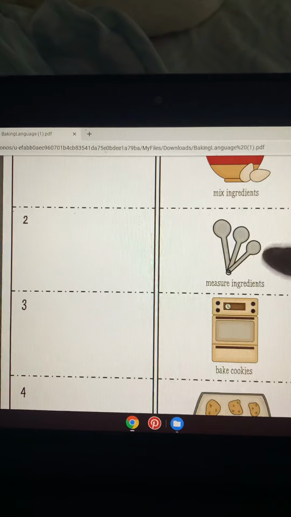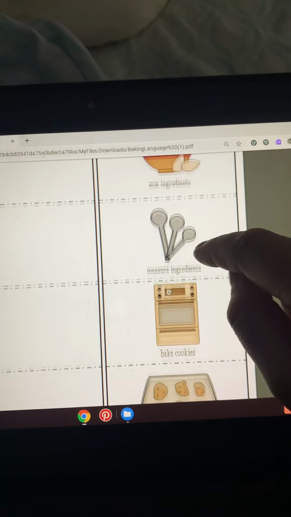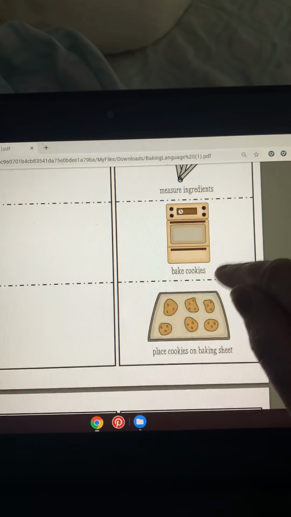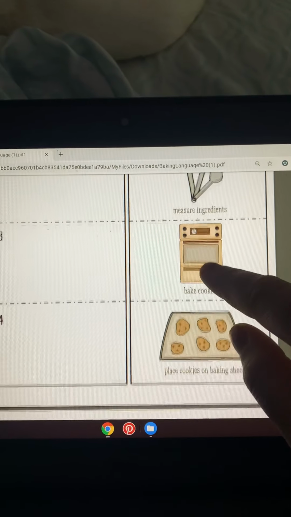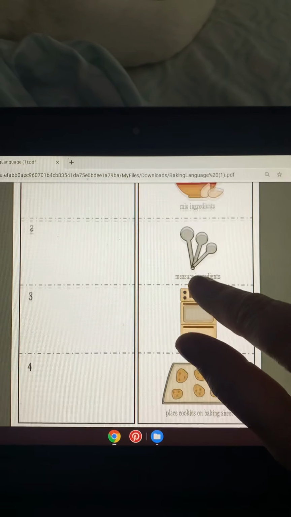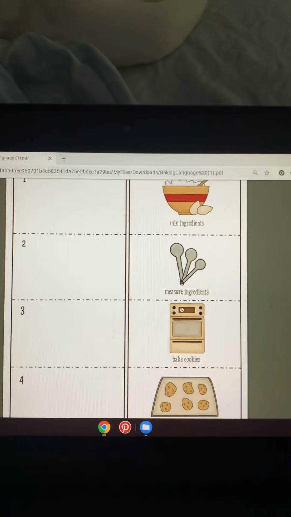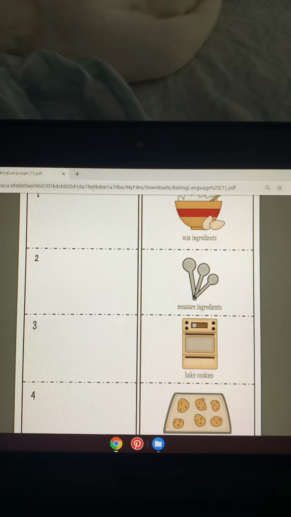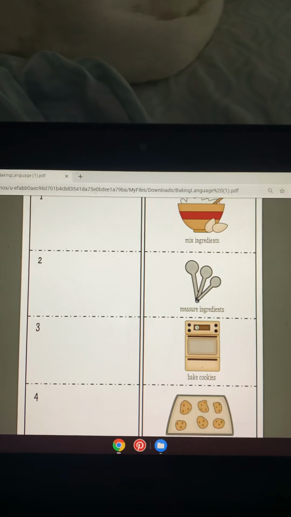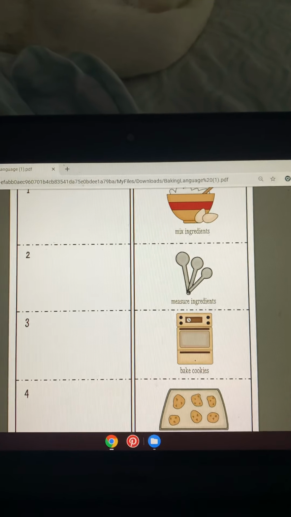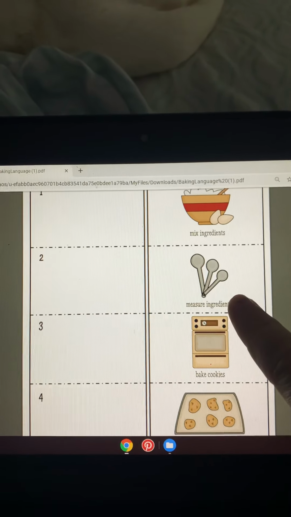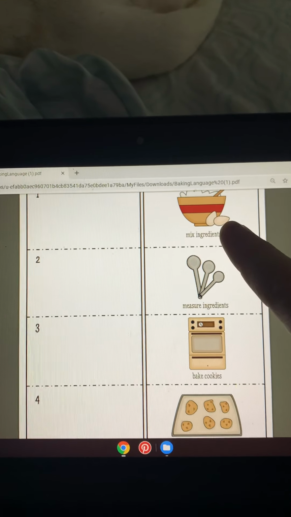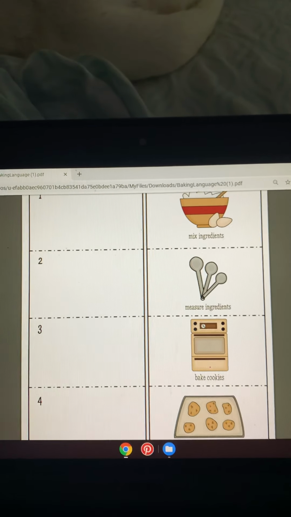So our 4 choices are mix the ingredients, measure the ingredients, bake the cookies, and place the cookies on the baking sheet. So if you've never made cookies, this might be a little challenging, but I think if you've made cookies, you probably know this is easy peasy because you have to think about what we're going to do first. So our first one is going to be, we're going to measure the ingredients because you can't mix them, bake them, or have them ready until they're measured.